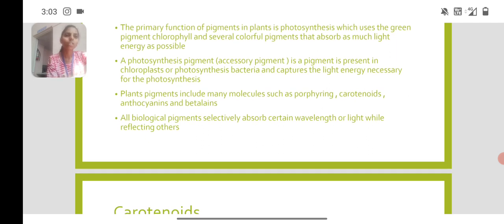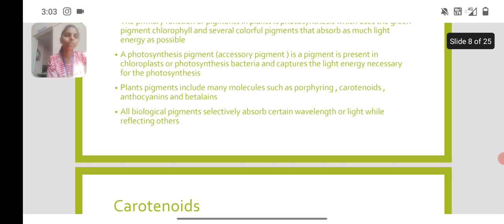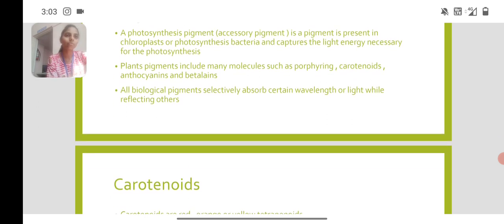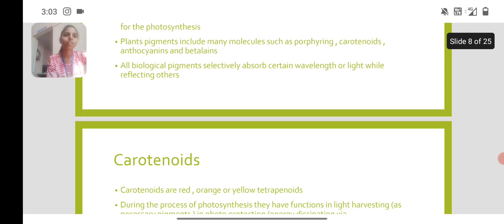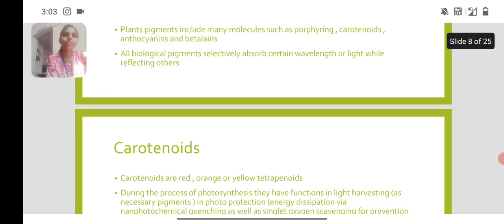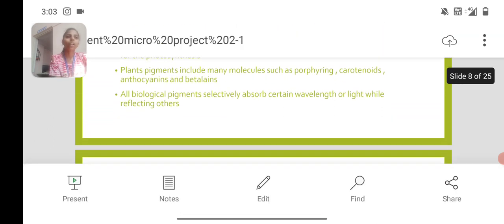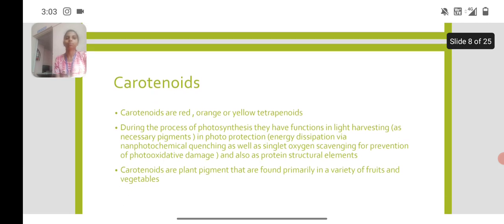An accessory pigment is present in chloroplasts or photosynthetic bacteria and captures the light energy necessary for photosynthesis. Plant pigments include many molecules, that is porphyrins, carotenoids, anthocyanins and betalains. All biological pigments selectively absorb certain wavelengths of light while reflecting others.